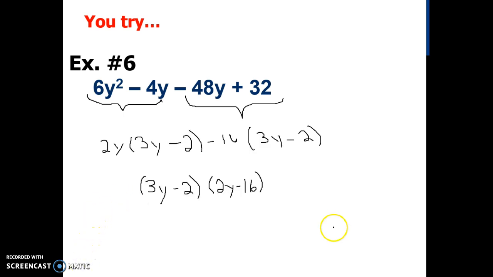All right, if you're finished, you should have ended up with something like this. Again, you take 2y out of these, you end up with 3y minus 2. If you take over here, negative 16 is the only thing come out, you end up with 3y minus 2. These match, so I can go ahead and rewrite that down here, and then take whatever's left over. That would be this, and that's what goes in the other parentheses.